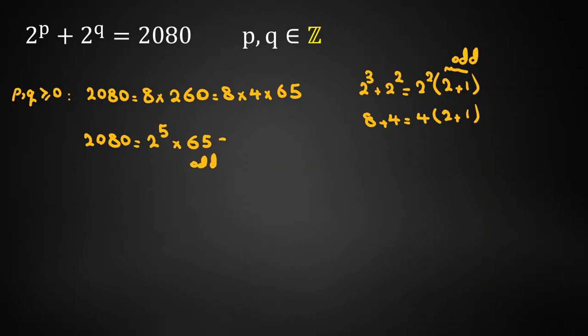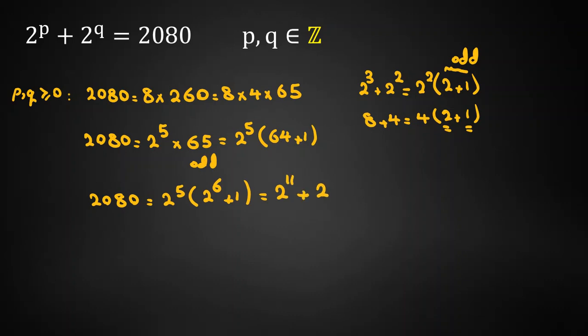Okay. So as you can see, 2 to the 5, the odd part is a power of 2 plus 1. You can say it is 64 plus 1. So 2080 equals 2^5 times (2^6 + 1), which is equal to 2^11 + 2^5. Okay, so you can consider p, q: one of them 11, one of them 5, or 5, 11. It was this.